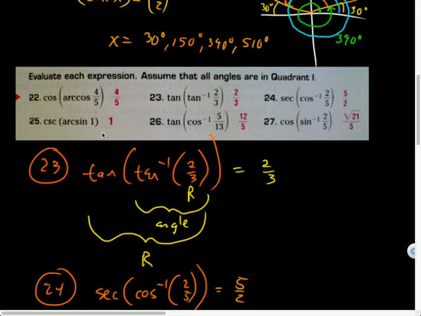Sine inverse and arcsine are equivalent concepts. 25. So it's like in arc cosine. Yep, right there. Which is the same as cosine inverse, right?